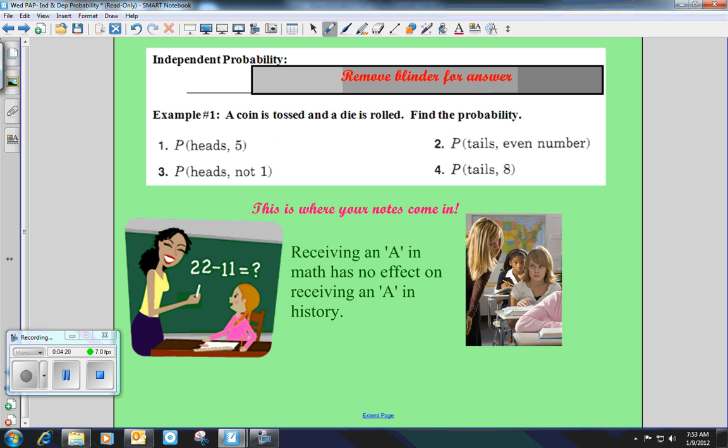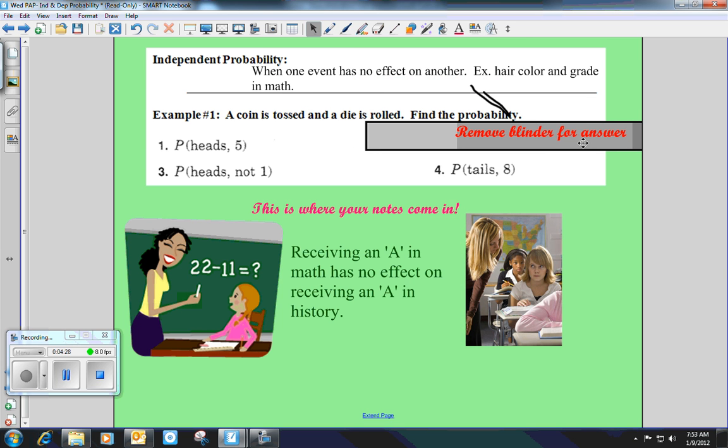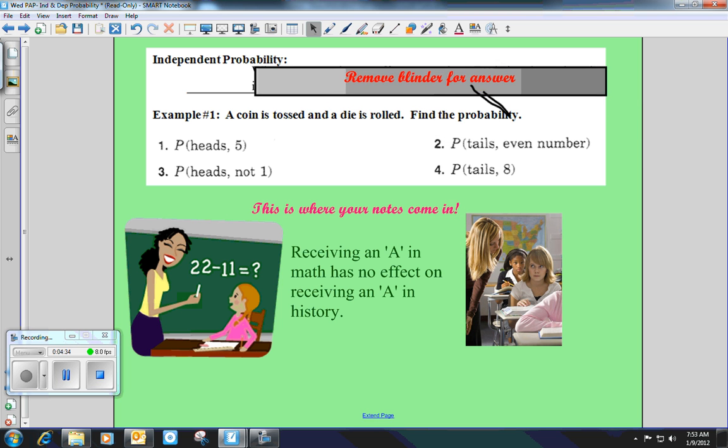So independent probability then, my pointer, is when one event has no effect on another event. For example, your hair color and your grade in math have nothing to do with each other. Those are independent events. They don't cross over, and it does not matter what your hair color is as far as what your grade is going to be in math.